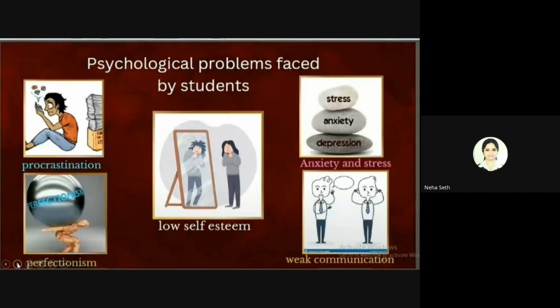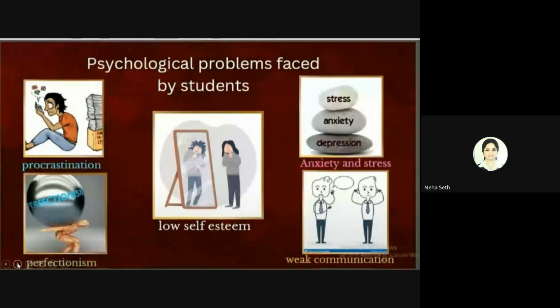Okay, then there is another problem, we call it perfectionism. There are students who want to do things so perfectly that, suppose you have given some assignment, they delay submission because they want to do it perfectly. They want to do this in a perfect manner, but to do it perfectly they are missing the timelines. And if they are not able to do it perfectly, it may affect their psychology, it may affect their behavior. There are people who want to be perfectionist all the time.